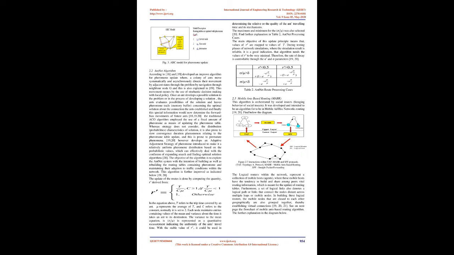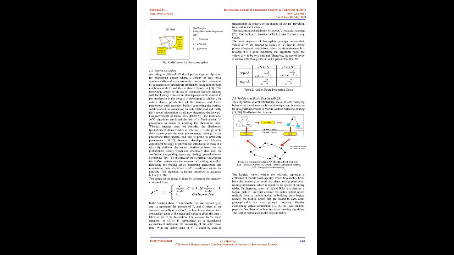Find further explanation in Table 2, ANT-net processing cases. The main objective of this update principle means that values of are mapped to values of. During testing phases of network simulations, where the simulation result is reliable, it is a good indication that the algorithm needs the values of to be very minimal. Therefore, the rate of decay is controllable through the end.